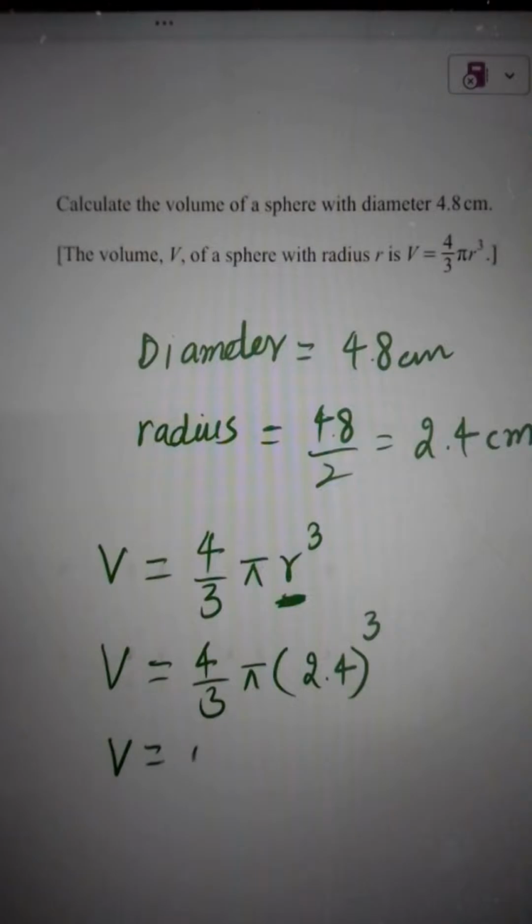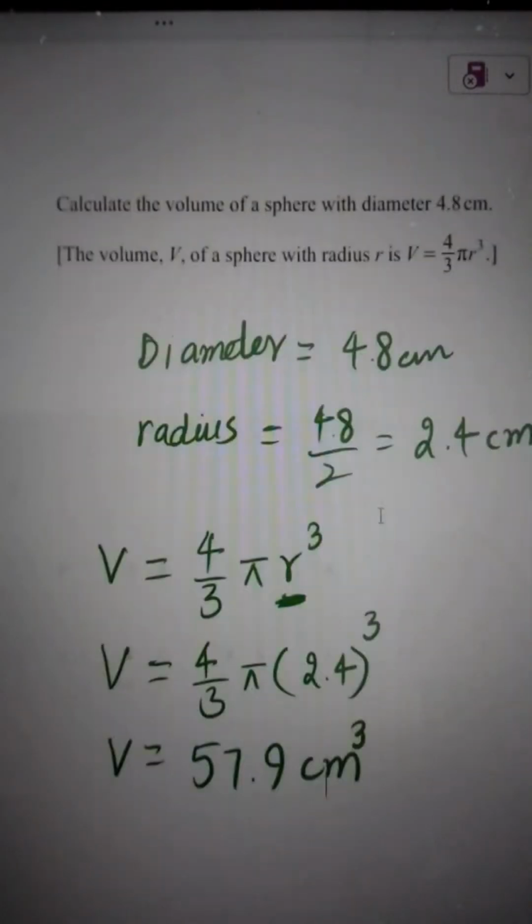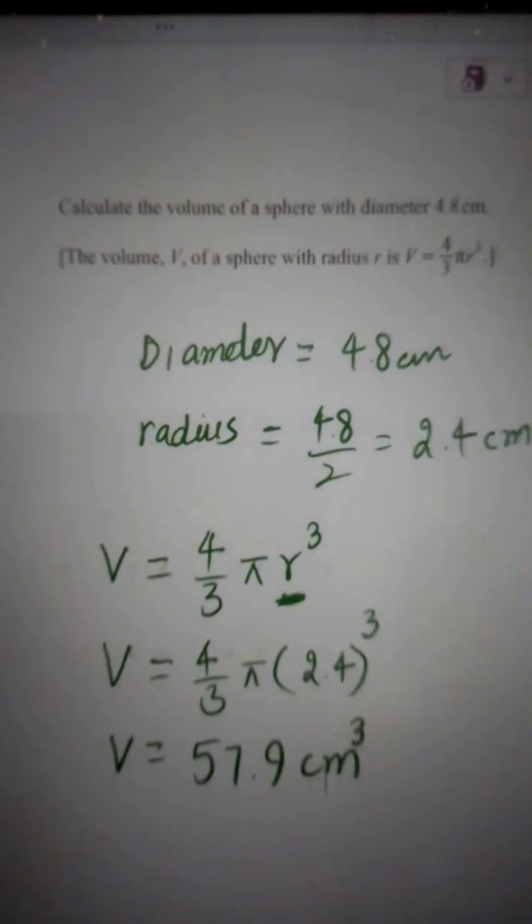is 57.9 centimeter cube. Volume unit is centimeter cube. If diameter is given in meters, so that will be meter cube. If as the diameter is given in centimeters, so it will be in centimeter cube. So I'm sure you have understood this question.